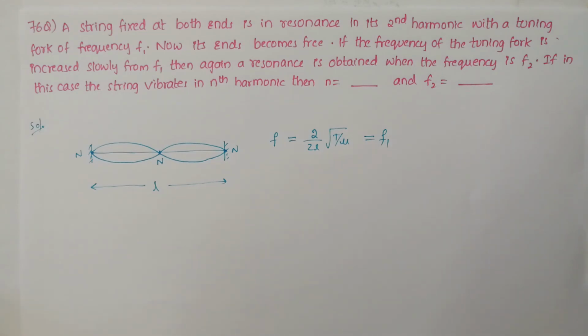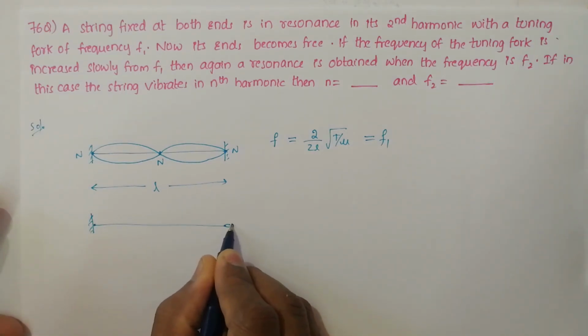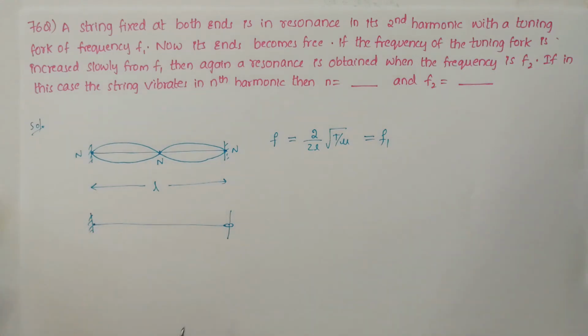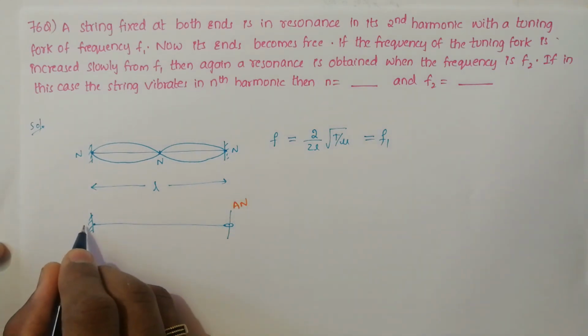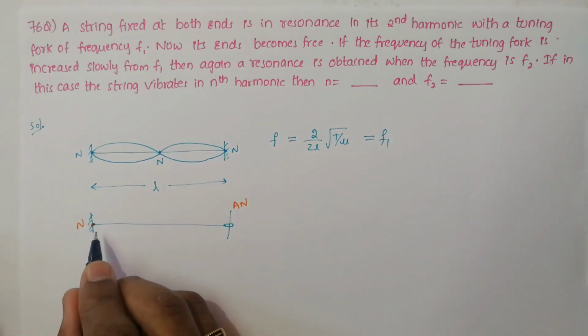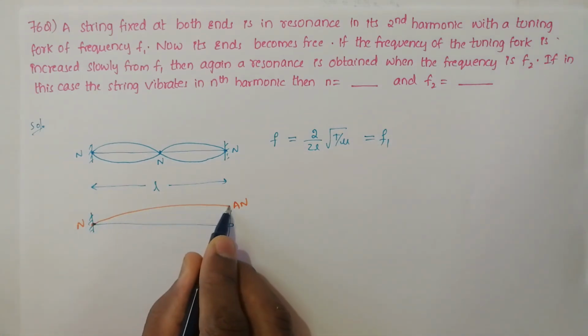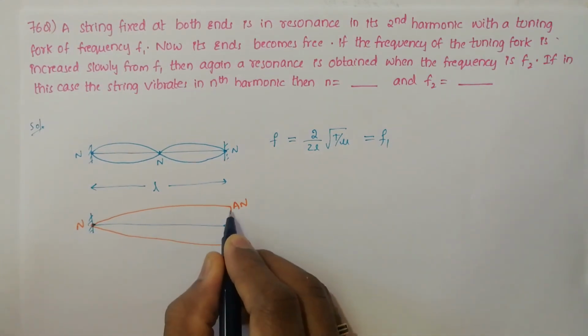Now in the second situation, one of the ends becomes free. So let us say this part is fixed and this part becomes free. Everything else is the same, right? Now it has to form an antinode at this position. Here it should be a node and here it should be an antinode. So what are the possible oscillations? The possible oscillations are this one. This is the first possible oscillation. The string can oscillate like this, between these two amplitudes.